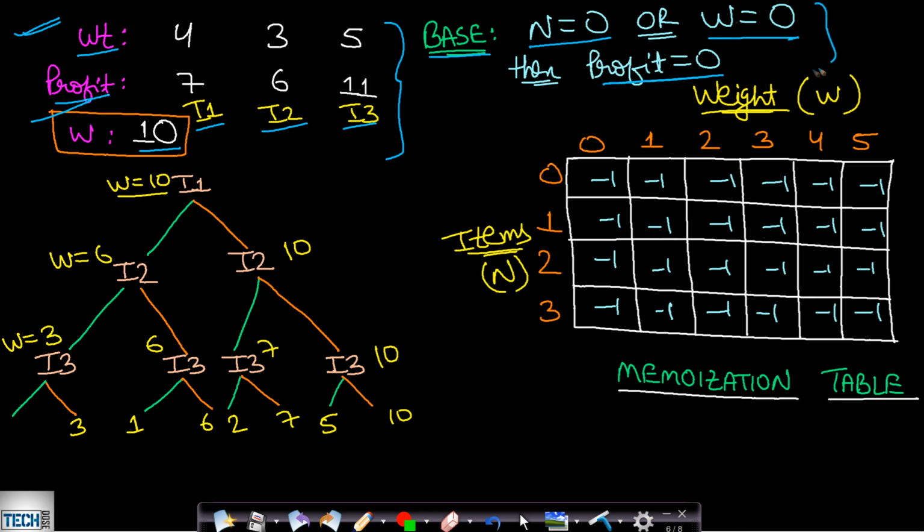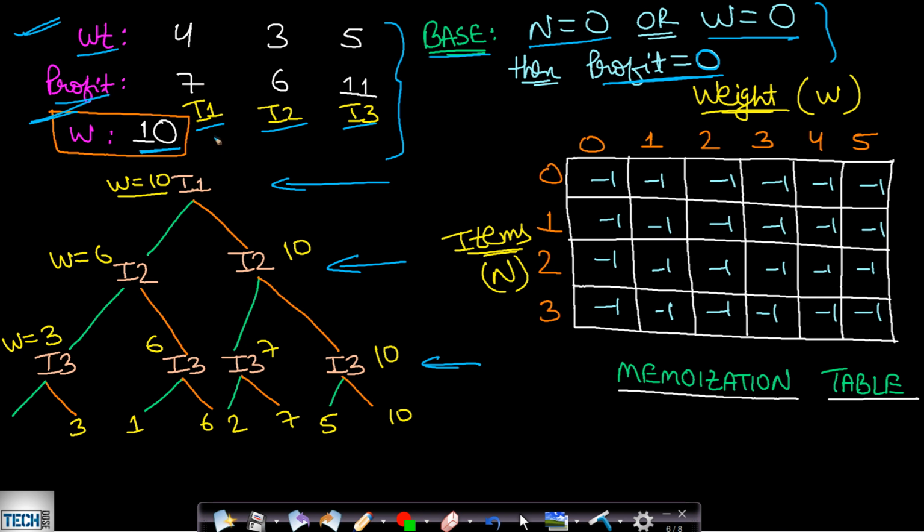In either of these two cases you won't have any profit, so you will just return profit as 0. In all other cases where you have capacity and you have items, you will try to accommodate items into your bag. So this first level will indicate item 1, second level item 2, third level item 3. And how it is done, let's see.